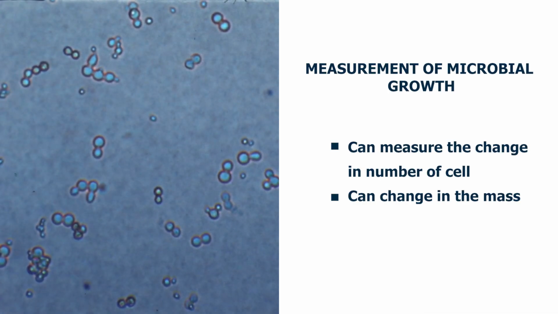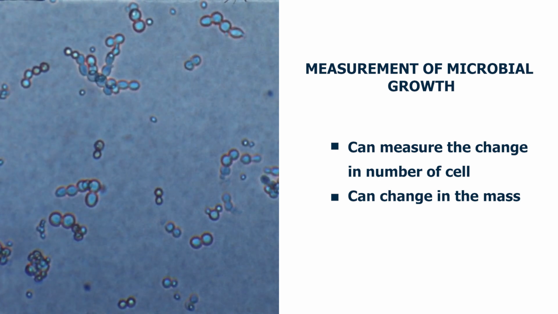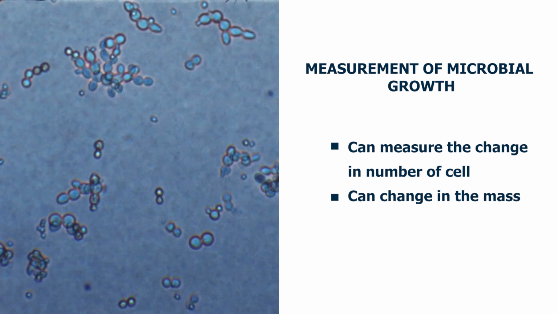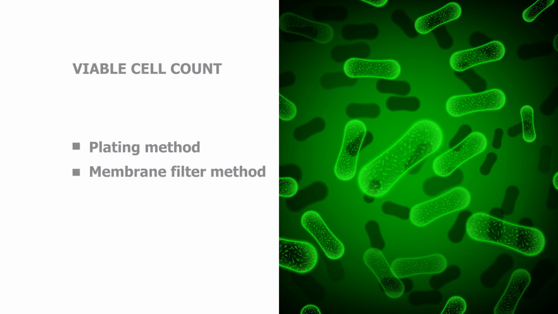Growth of microbes is measured by number of cells or by change in mass. Direct cell count and viable cell count are the modes of measurement of growth. Direct cell count uses a counting chamber, an electronic counter or membrane filtration. Viable cell count uses the plating and membrane filter methods.